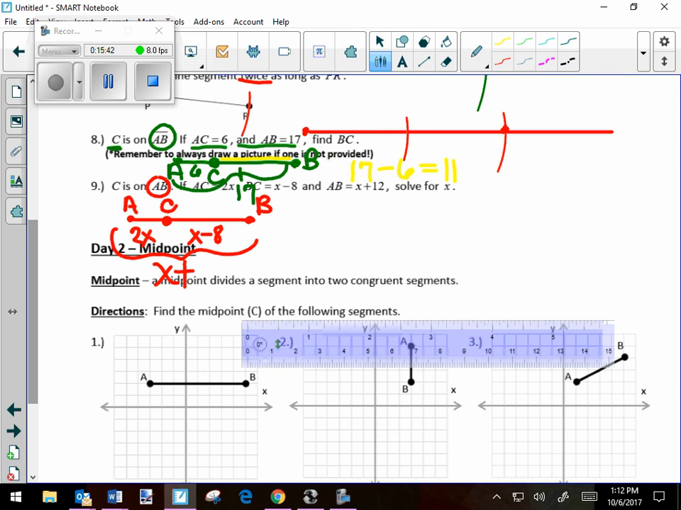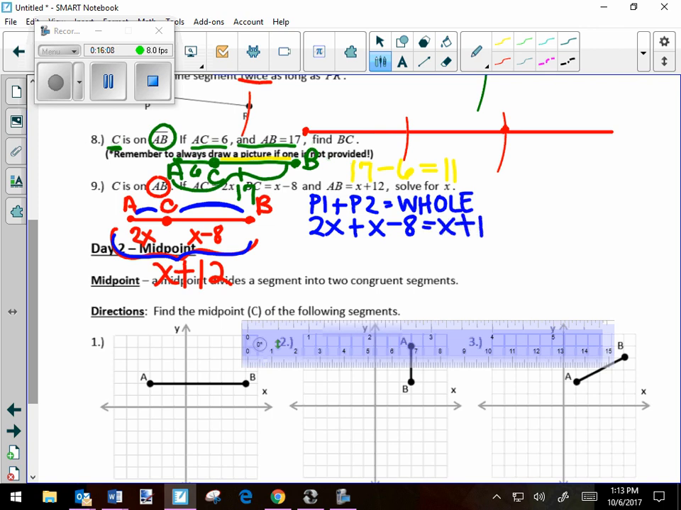If that's the case, we're going to use the idea that we've talked about previously, that one part plus the other part has to equal the whole thing. And if you want, you could write down part 1 plus part 2 equals the whole thing. So this is 2x plus x minus 8 equals x plus 12. The two parts added together. If I go through and start solving this, I get 3x minus 8 equals x plus 12, which means 2x is 20 and x is 10.